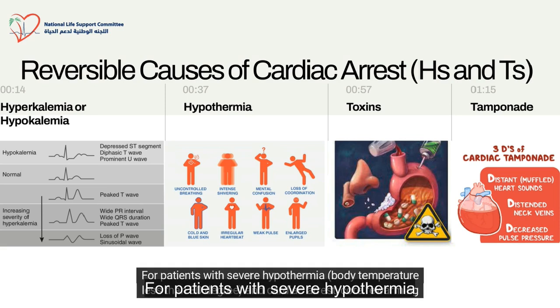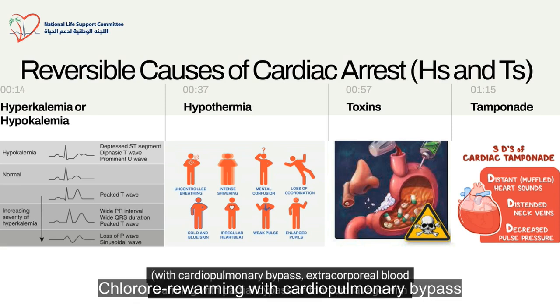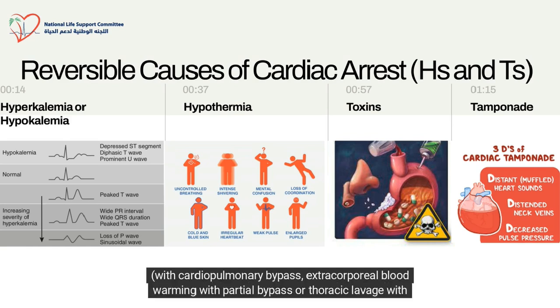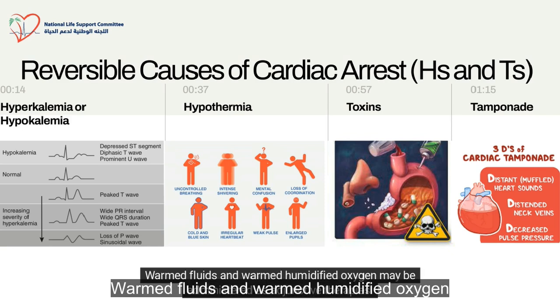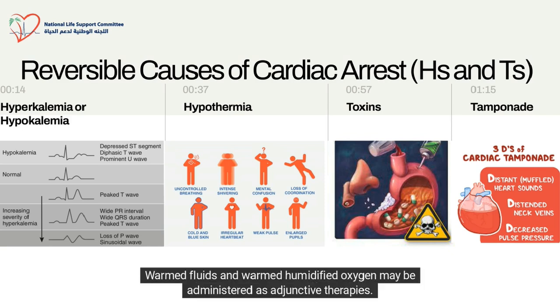For patients with severe hypothermia, body temperature less than 30 degrees, and cardiac arrest, core rewarming with cardiopulmonary bypass, extracorporeal blood warming with partial bypass, or thoracic lavage with warmed fluids is indicated. Warmed fluids and warmed humidified oxygen may be administered as adjunctive therapies.